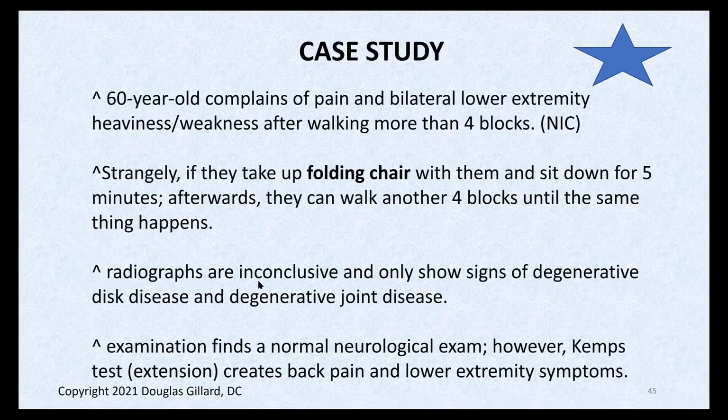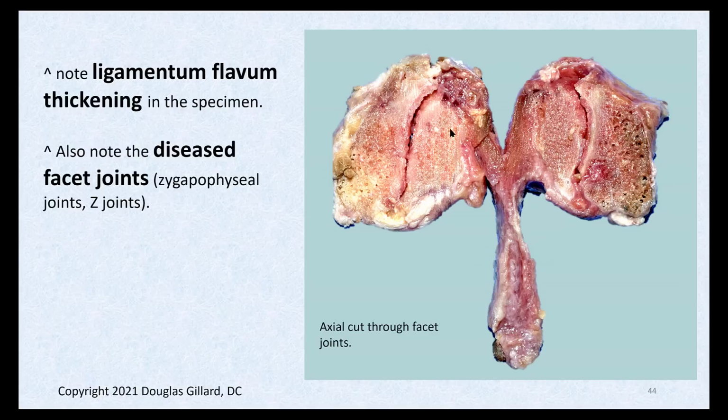Radiographs weren't really that exciting. They showed some degenerative disc disease, some degenerative joint disease. Neurological examination was normal. Kemp's test was very painful. Bending backwards seemed to create pain. So if you bent this person backwards, which jams these joints together, how do you think they'd feel? They would hurt, right? Any type of extension.